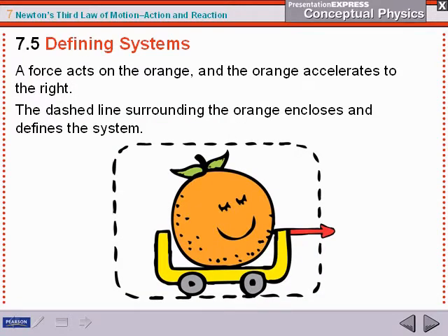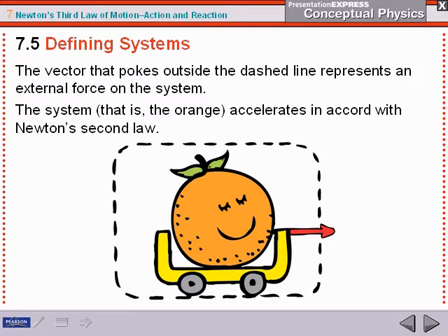What we have to first do is look at systems, and you're going to see a dashed line around this orange taking a ride in a cart, and that dashed line represents a system. The orange and the cart are within the system. The ground and anything that might be pulling on the cart are outside the system. So let's just say a force pulls on the orange. Maybe it's a rope outside. The orange and the cart are going to accelerate to the right.